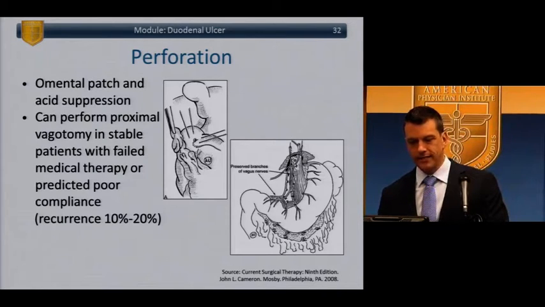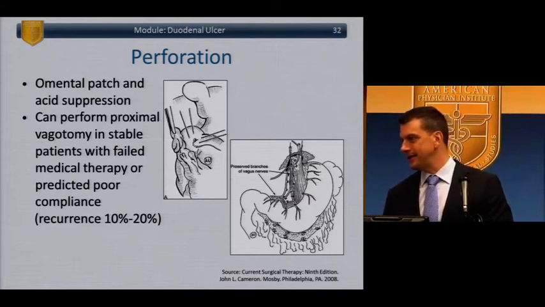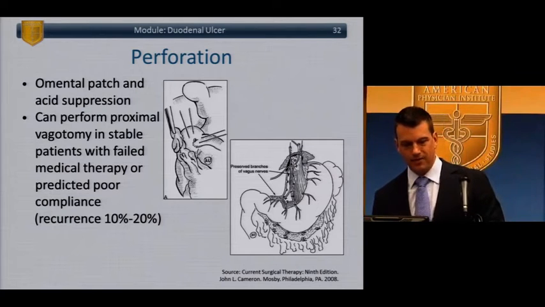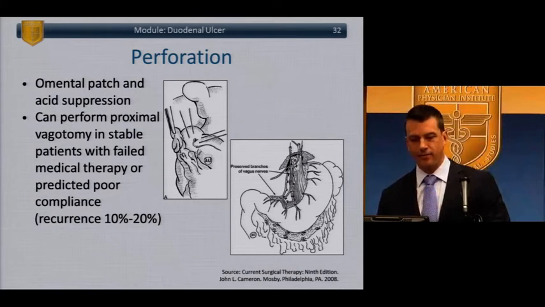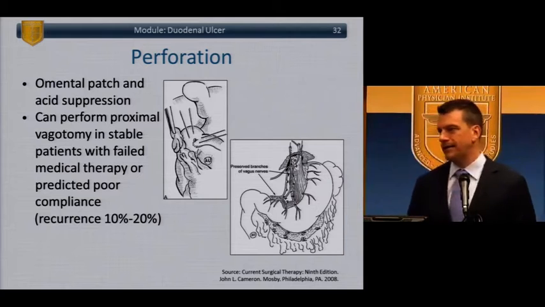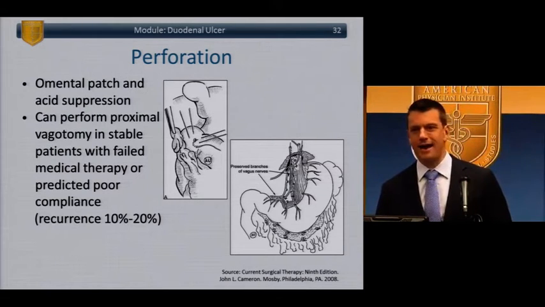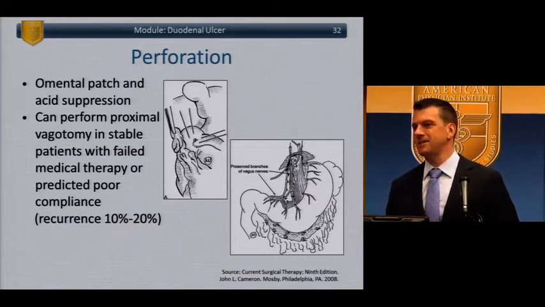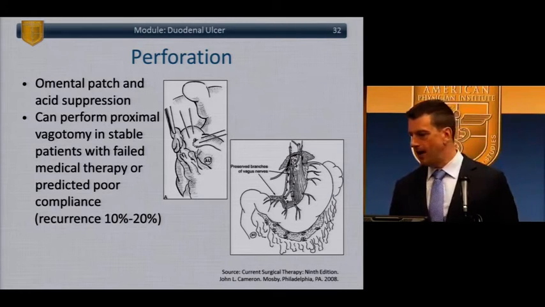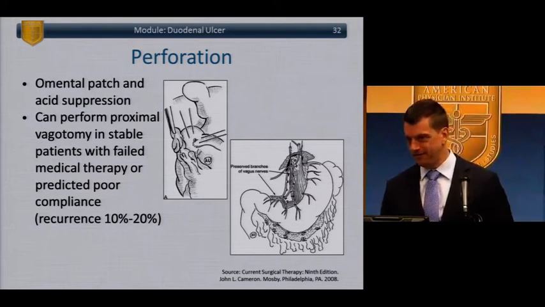So for perforation, omental patch and acid suppression, the Graham patch, is still the mainstay of treatment here. If there's more that needs to be done, you can perform the proximal vagotomy in a stable patient or with failed medical therapy. Again, most surgery remains for those people that have either completely failed with proton pump inhibitors or for some reason will not take them. They might present as somebody who's homeless and is unlikely to follow up and probably will never get their PPI prescription filled again.